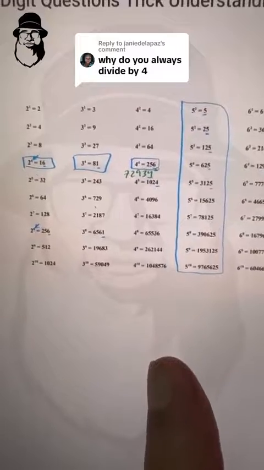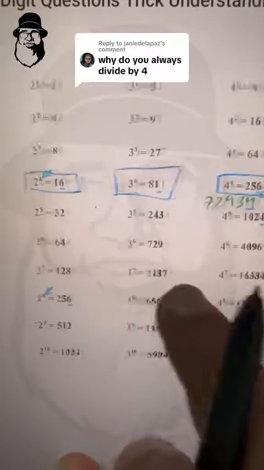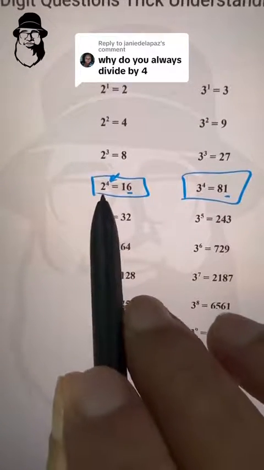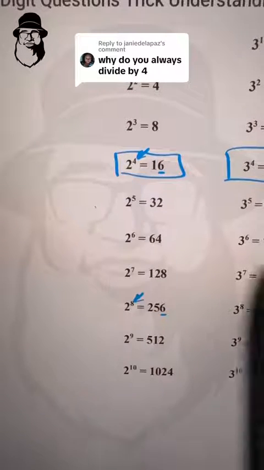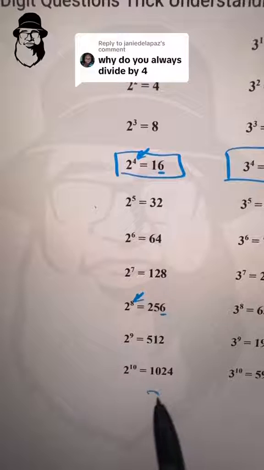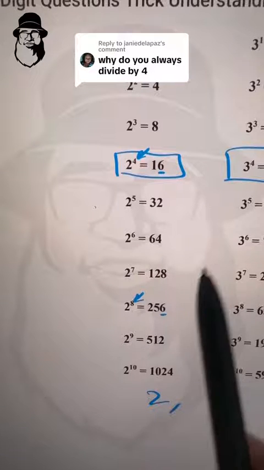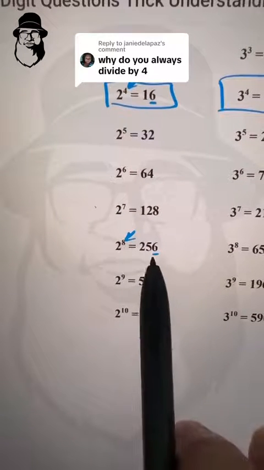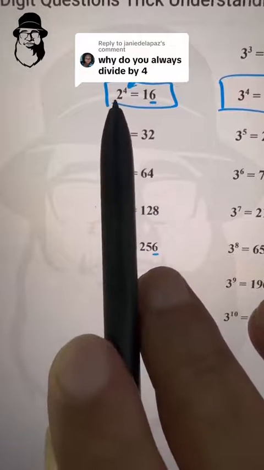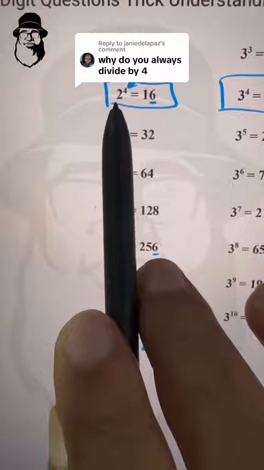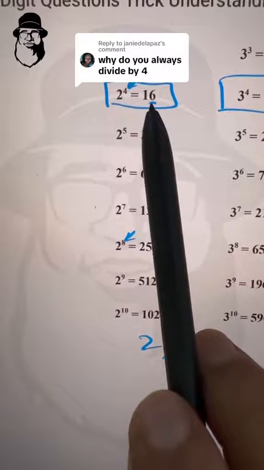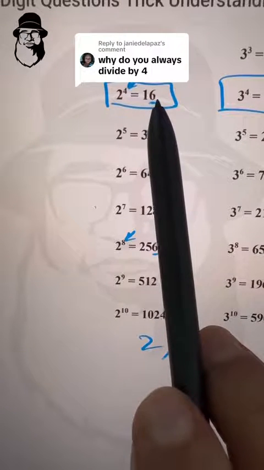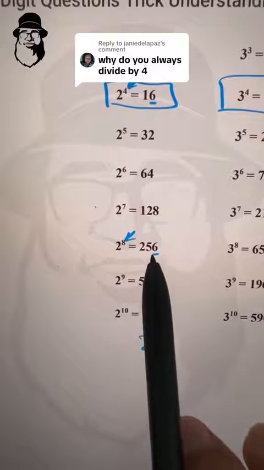What is that? If the units digit of the number here is 2, let's write 2 here, and here we have 6, right? Always when the units digit of the number is 2 and the power is divisible by 4, the units digit of the answer will be 6. Always it's like that.